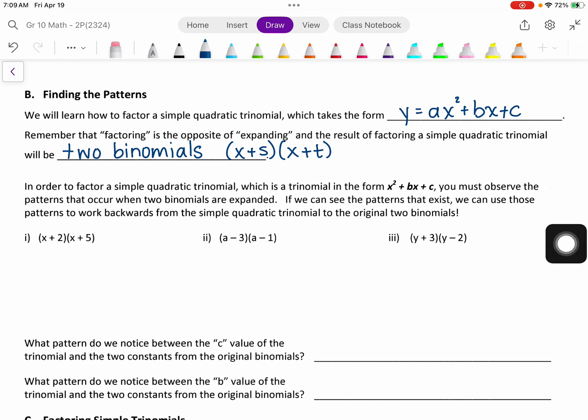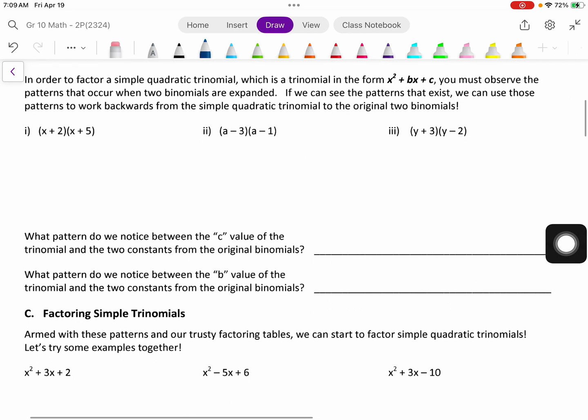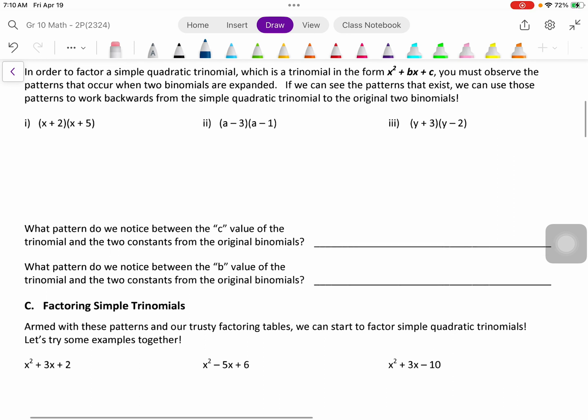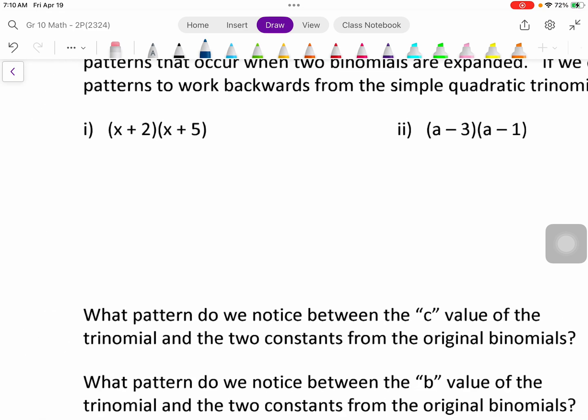So we'll start by working backwards, which is what we originally learned, how to take two binomials and multiply them. We'll end up with 4 terms, but the middle two are like terms, which we can collect, and then that leaves us with a trinomial. So we're going to use that to see if it can help us figure out how to factor a trinomial. So over here we have x plus 2 times x plus 5.